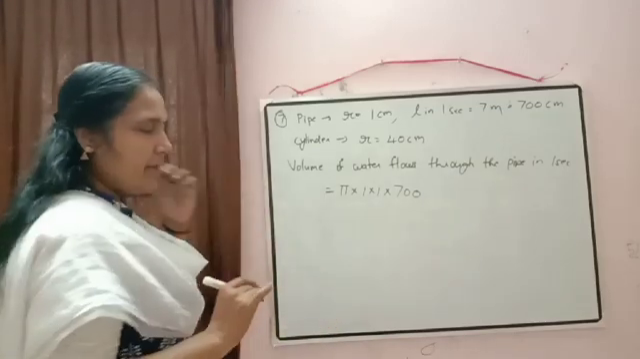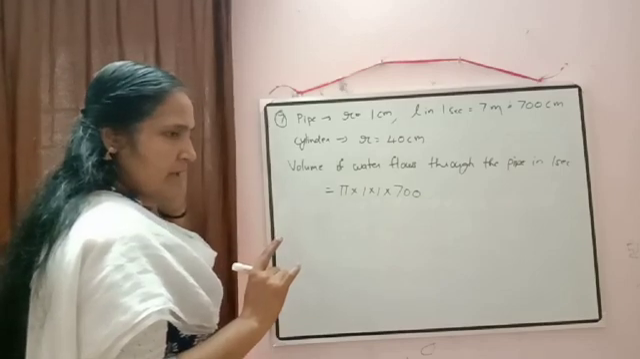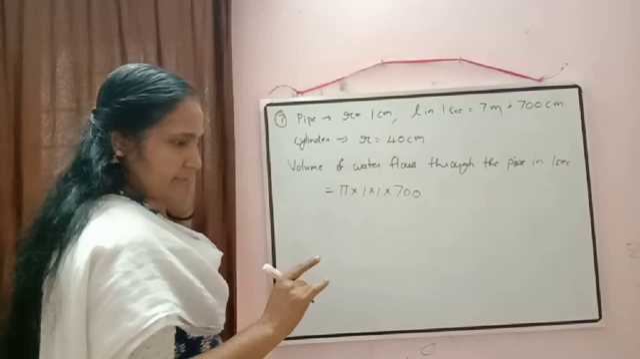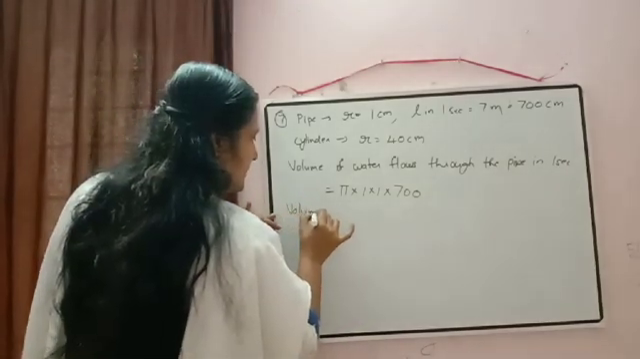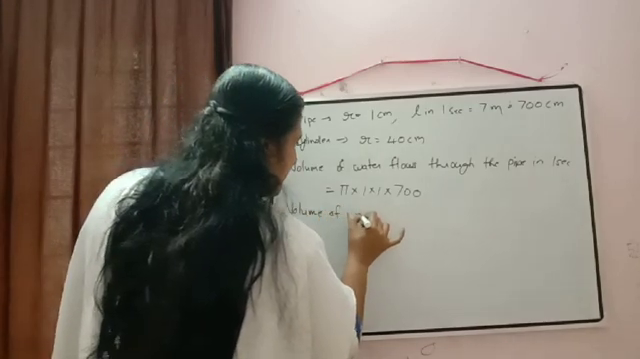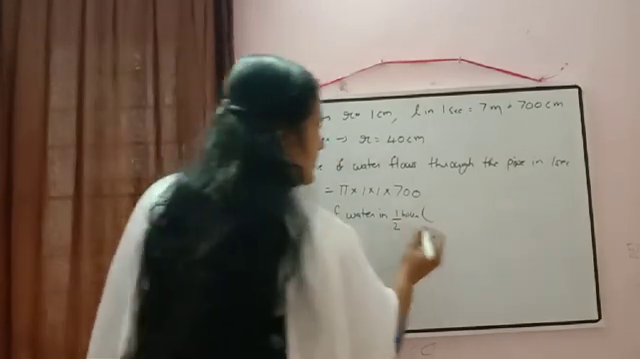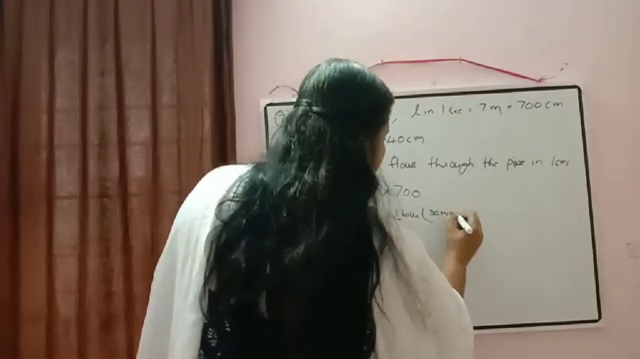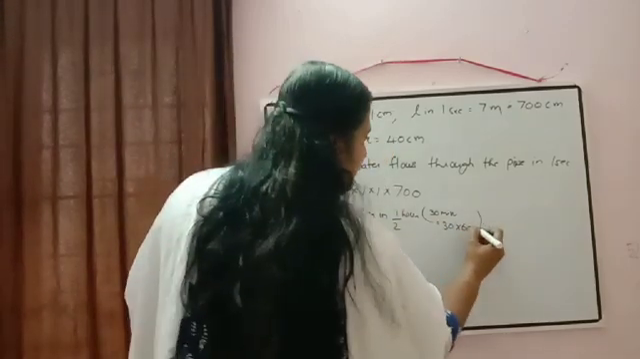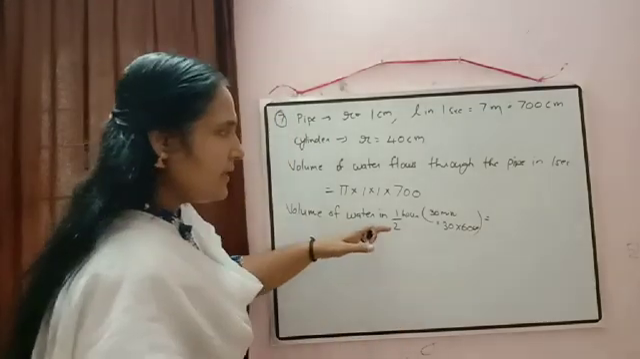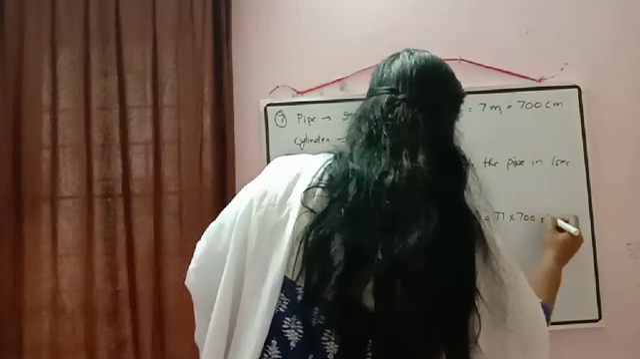Now here time is given, half an hour. Half an hour means how much will it be equal to? Yes, half an hour, 30 minutes. 30 minutes to convert into seconds, so that will be equal to 30 into 60. So just write down there, volume of water in half an hour is equal to, inside the bracket you can write, that is 30 minutes, and to convert into seconds what we will do? 30 into 60 seconds. So volume of water in half an hour is equal to pi into 700 into 30 into 60.